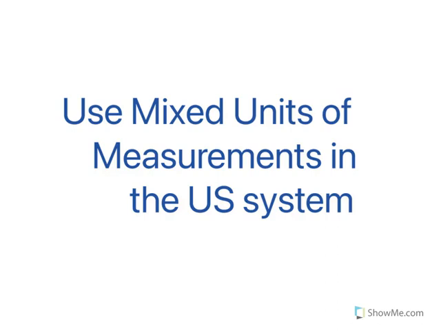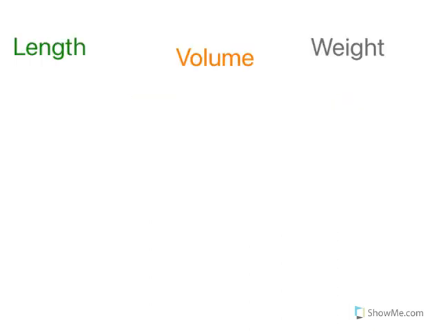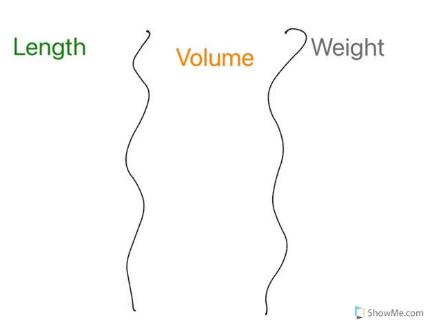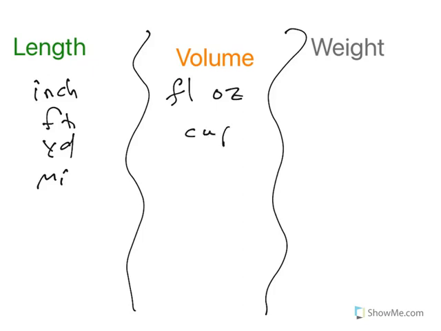use mixed units of measurement in the U.S. system. Now, really what this means is we're going to use mathematical operations to play with this. First we're going to discuss the three different things of the U.S. system. So when we're talking about length, we're talking about inches, feet, yards, miles.